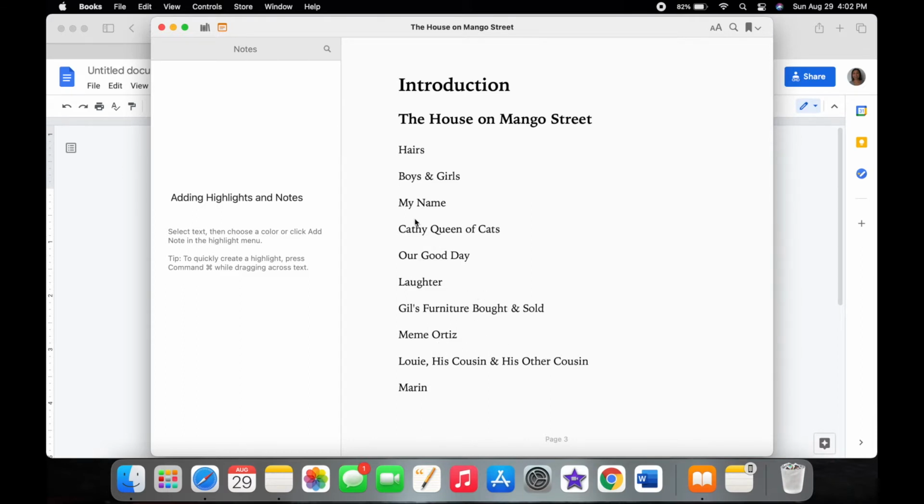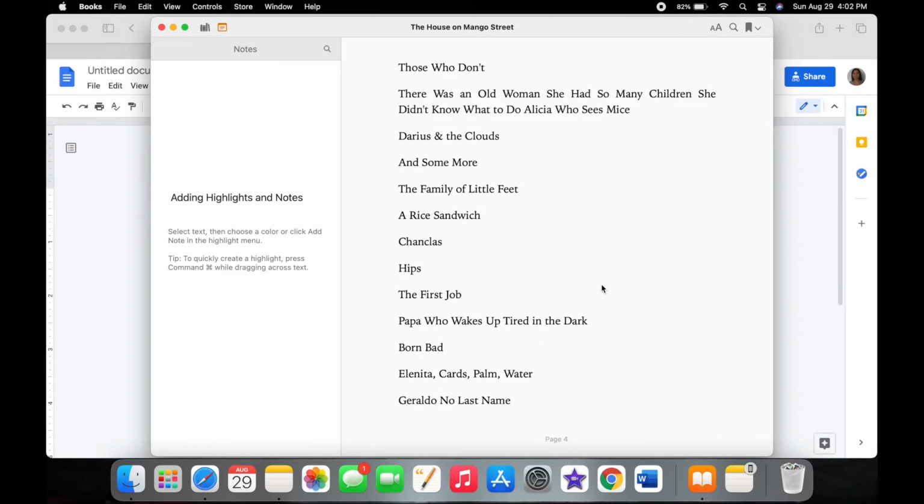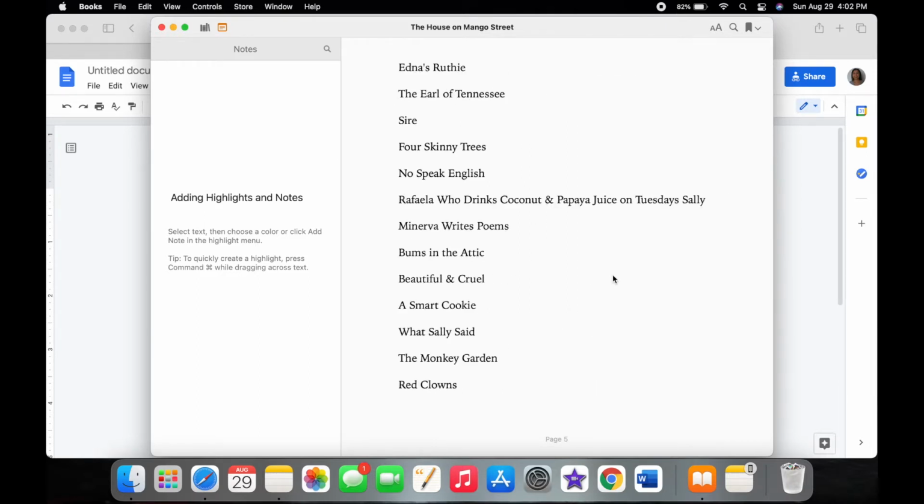And just taking a look at this, the table of contents goes a little further. There was an Old Woman She Had So Many Children She Didn't Know What to Do. Alicia Who Sees Mice? That's interesting. The Family of Little Feet, A Rice Sandwich, Chanclas, Hips, The First Job, Papa Who Wakes Up Tired in the Dark. Keeps going. No Speak English. Rafaela Who Drinks Coconut and Papaya Juice on Tuesdays. Sally. Minerva Writes Poems. Bums in the Attic. Oh, that's interesting. The Monkey Garden, Red Clowns.